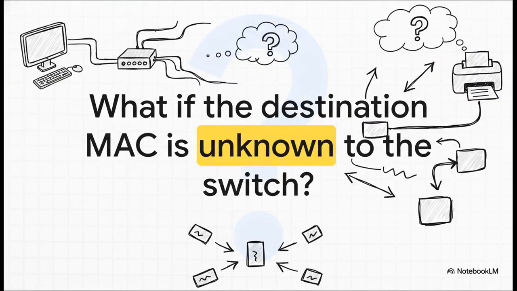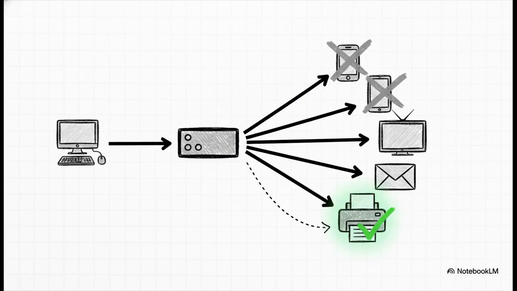Okay, but this brings up a great question. What happens if your computer wants to send something to a brand new printer you just plugged in? The switch has never seen that printer's MAC address before, so its internal map is blank for that destination. What does it do then? It does the only logical thing it can do. It shouts. The switch makes a copy of the frame and sends it out to every single device connected to it, essentially yelling, "Hey, is this for you?"